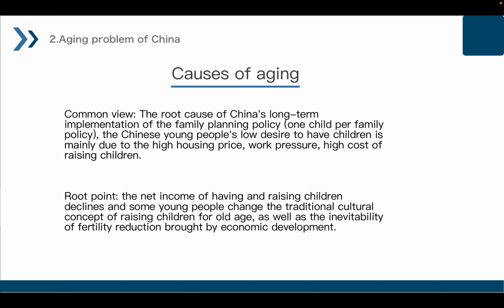There are generally two causes of aging. One is the objective factor of the high cost of raising children. The other is the fundamental cultural change and economic development that bring about an inevitable decline in fertility. The two are a common cause and the root point.